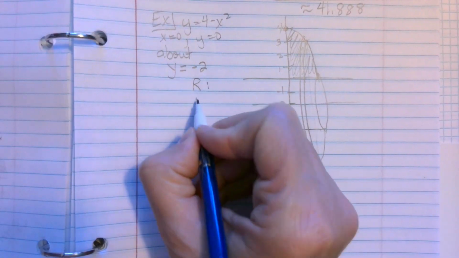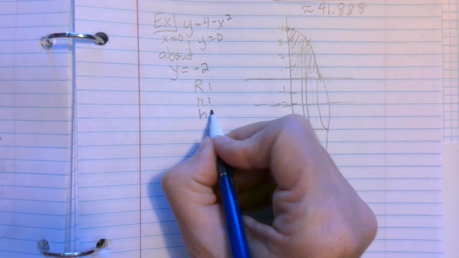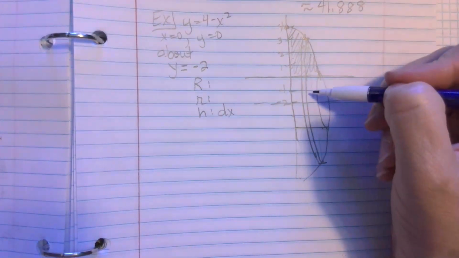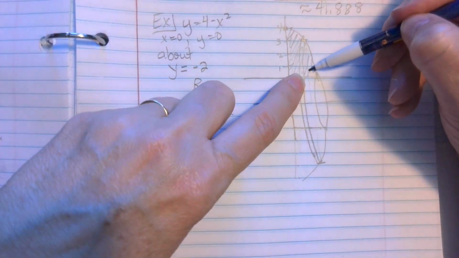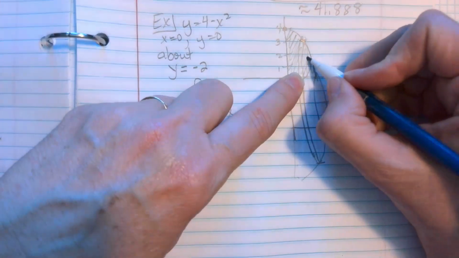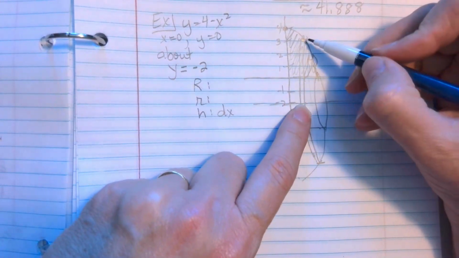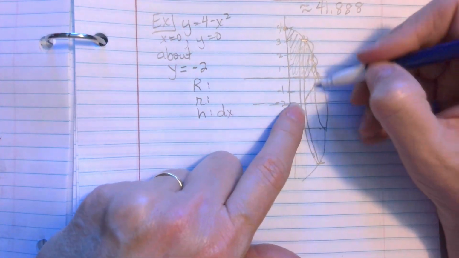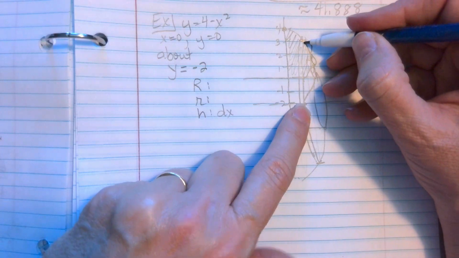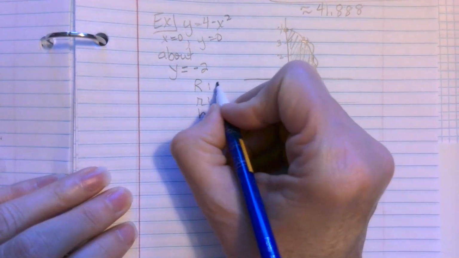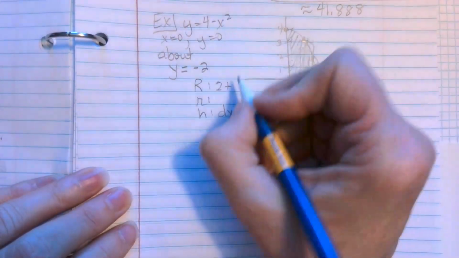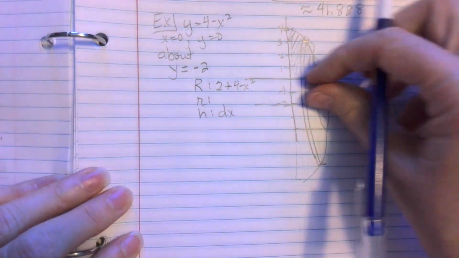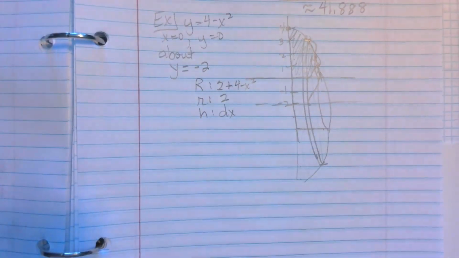Big radius, little radius, height. That height is a dx. Now, the distance from here to here is the y value, right? But we need the big radius to go from, is it 2? We got a meeting at 2. From down -2 up to there. So I'm going to say I need 2 units plus the y value, 4 minus x squared. The little radius is a solid 2.